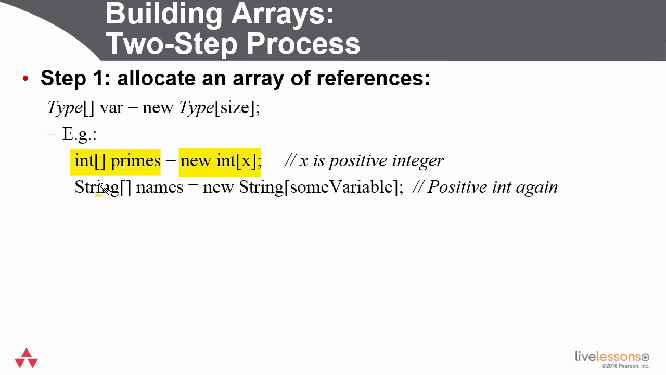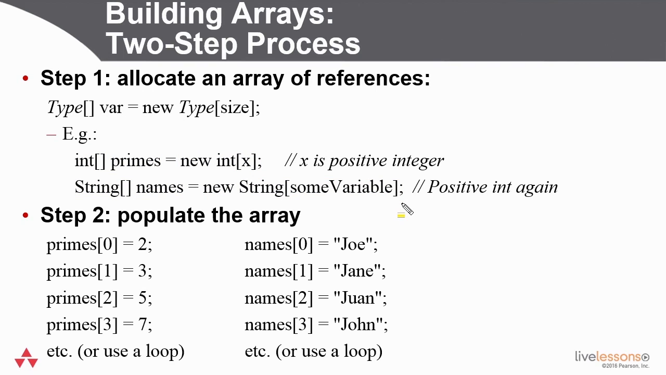Or I could say string array names equals new string, and suppose I supply a variable 13. New string 13. So it makes space for 13 strings, but it doesn't actually put any strings in. If I really want to quibble and be precise, the way to say it is it makes an array containing 13 null string pointers. But the way most people think of it is it makes space for 13 strings, but it doesn't put the strings in. So first I make space, and then I have to put things in it.